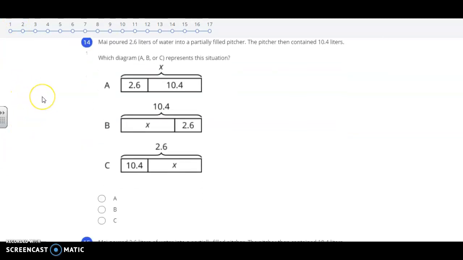Number 14. Mai poured 2 6/10 liters of water into a partially filled pitcher. The pitcher then contained 10 4/10 liters. Which diagram, A, B, or C, represents this situation? Pause and solve.